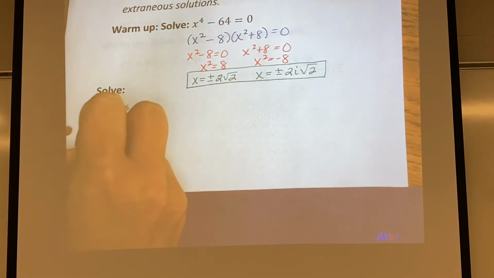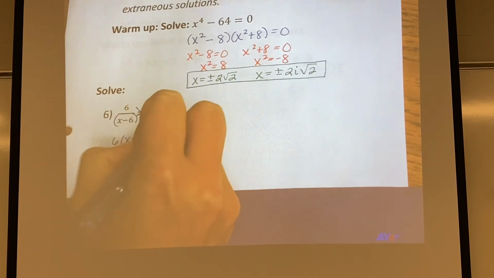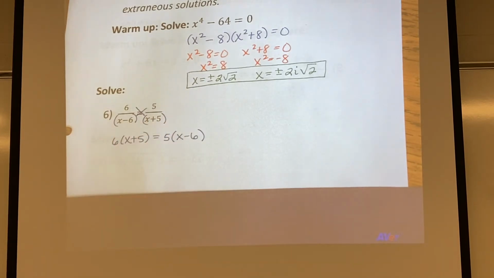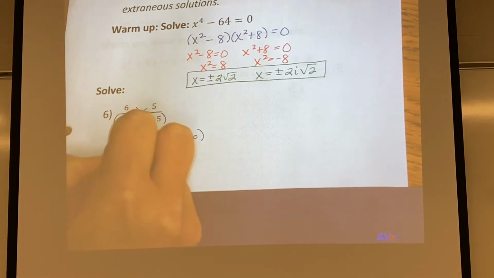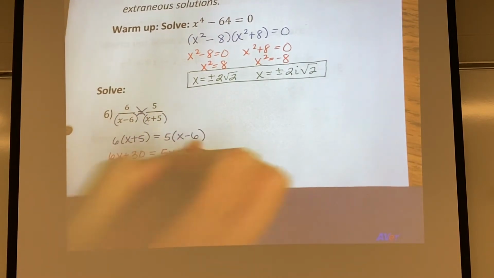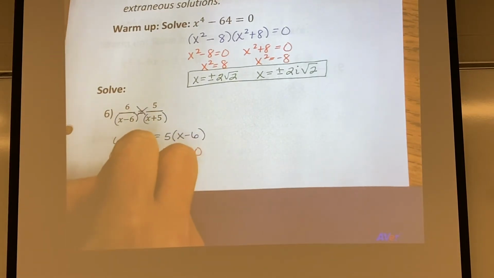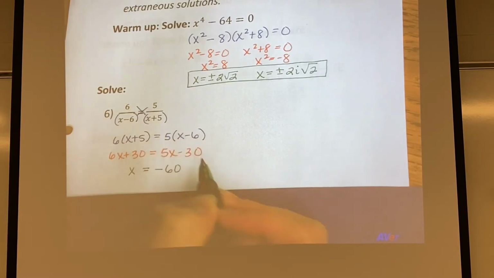So we'll take 6 times x plus 5 and set that equal to 5 times x minus 6. And then we just solve normally by distributing. So 6x plus 30 equals 5x minus 30. Then we'll want to get our like terms together. So subtract that 5x over here, we get x, and subtract the 30 over there, we get negative 60.